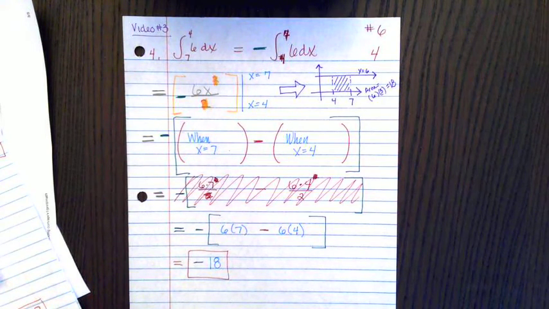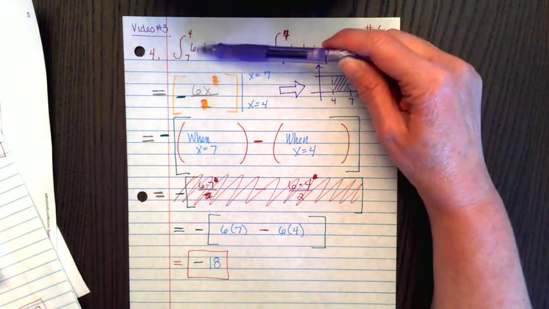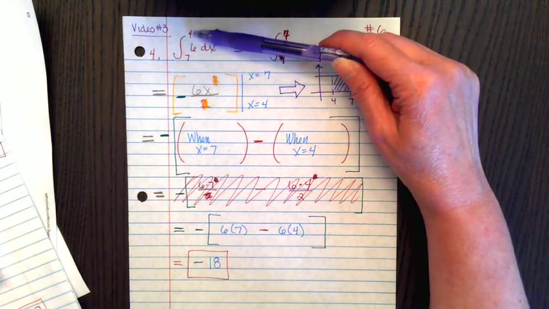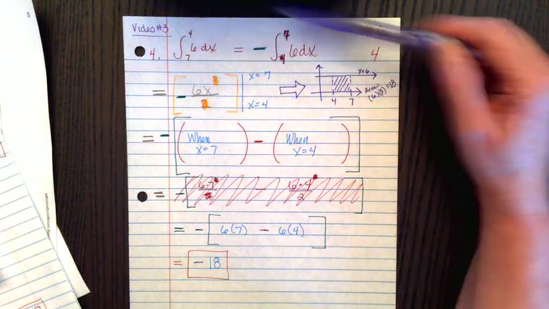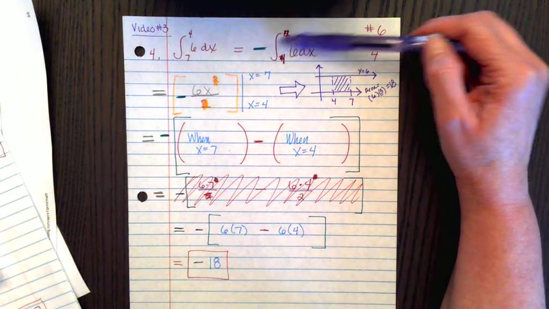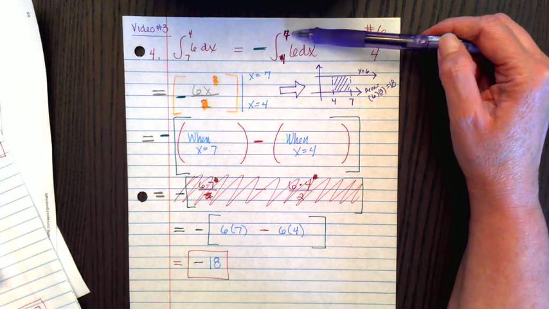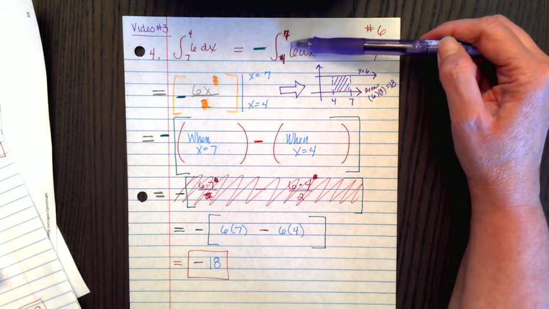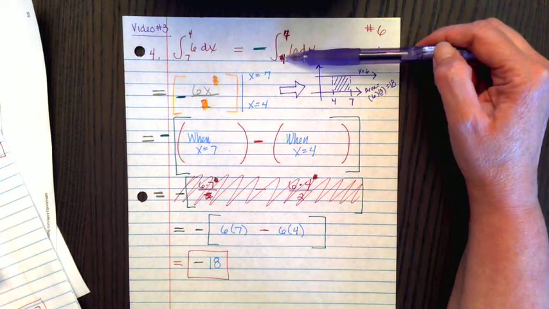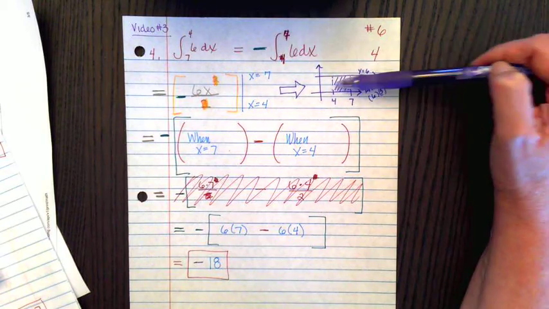Problem number 4 asks us to evaluate this integral of 6 dx from x equals 7 to x equals 4. I'm going to start by noticing that this is the same as the opposite of the integral of 6 dx going from x equals 4 to x equals 7. You don't have to do that, but I wanted to show this so that you could see the problem written as an area problem also.